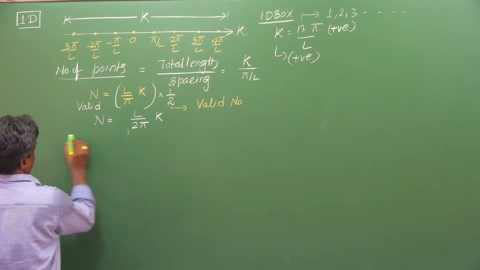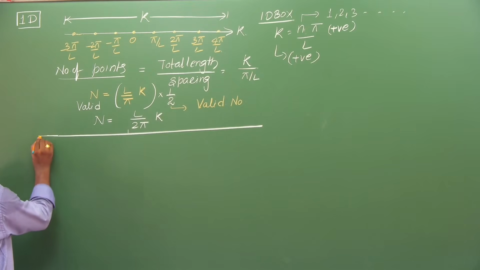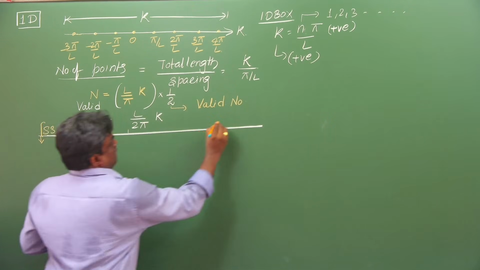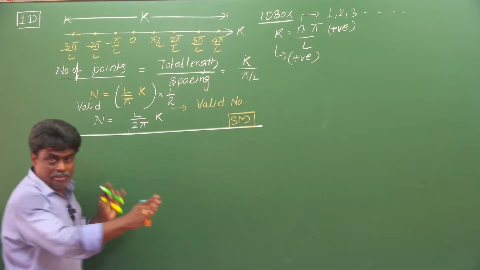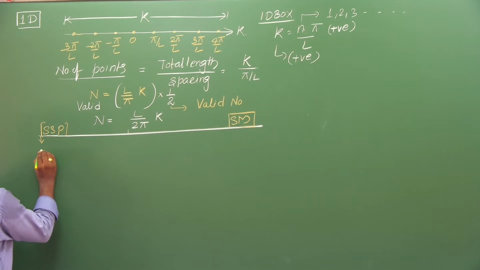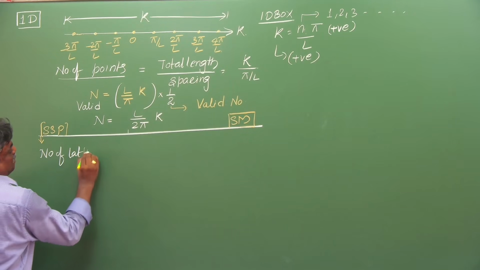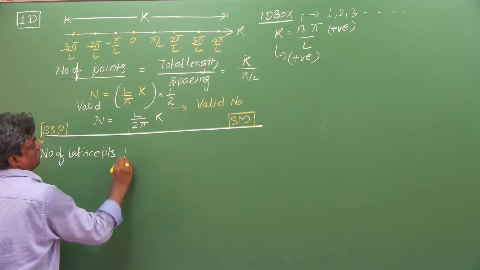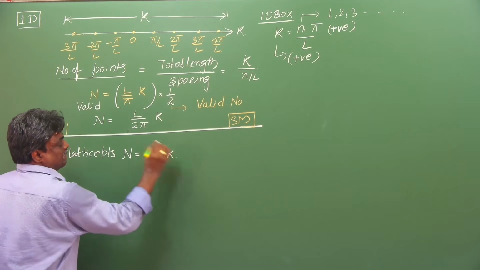Now I am taking two things: one is SSP, solid state physics, and another is SM, statistical mechanics. Here itself I am explaining side by side. In solid state physics, we call it the number of lattice points. Can you please tell me how much it is? N equal to L by 2 pi into k.